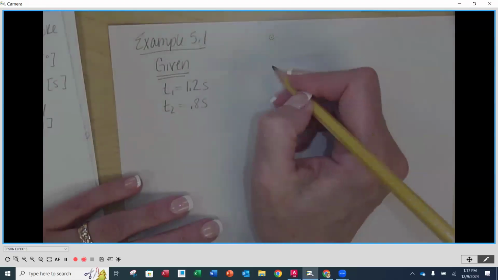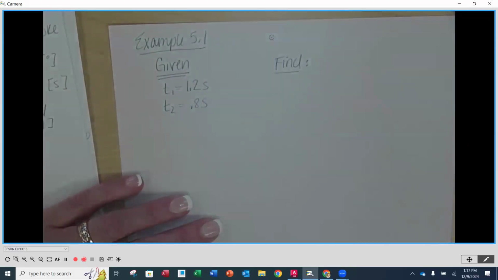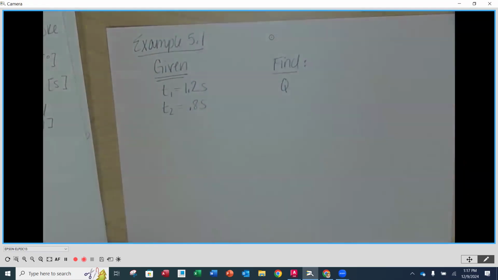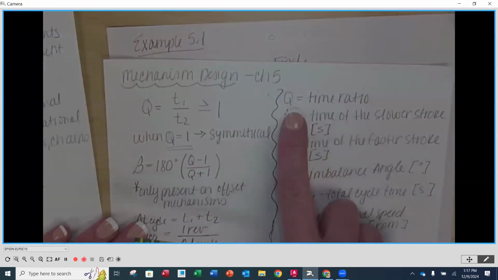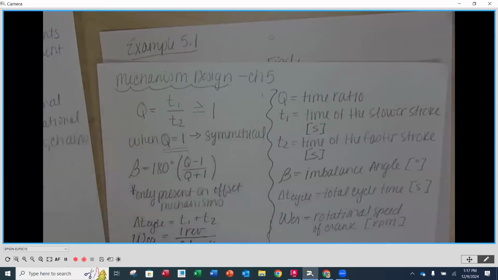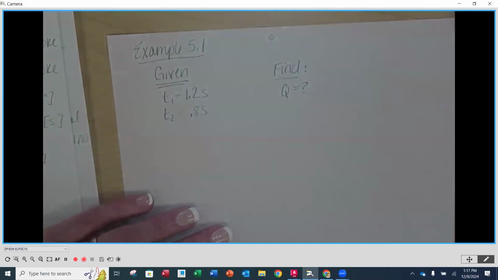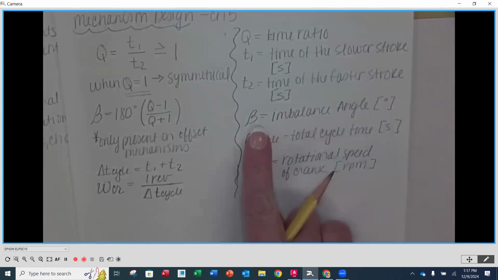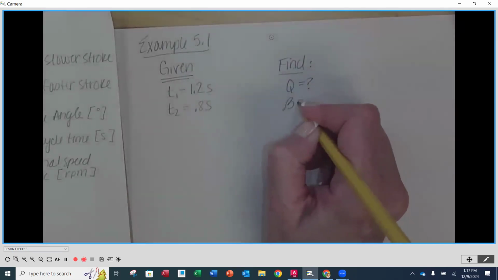So what we need to find are the following. They want us to find the time ratio, and that is Q. From our equation sheet, the time ratio is Q, and Q's equation is over here, so we'll be calculating that. We need to find Q. They want us to find the imbalance angle. The imbalance angle is beta. That's that equation there, so we want to put beta over here.